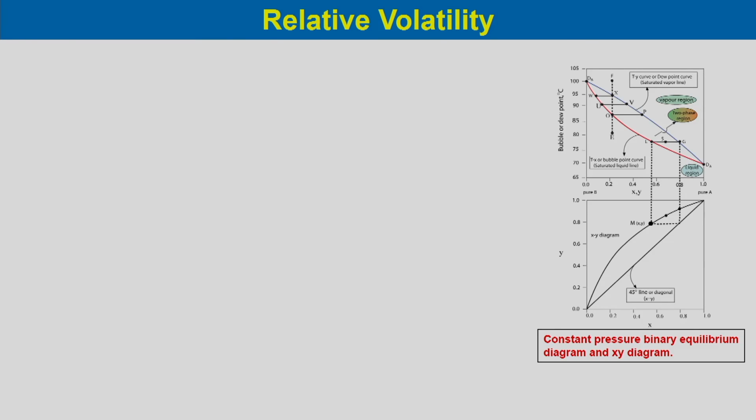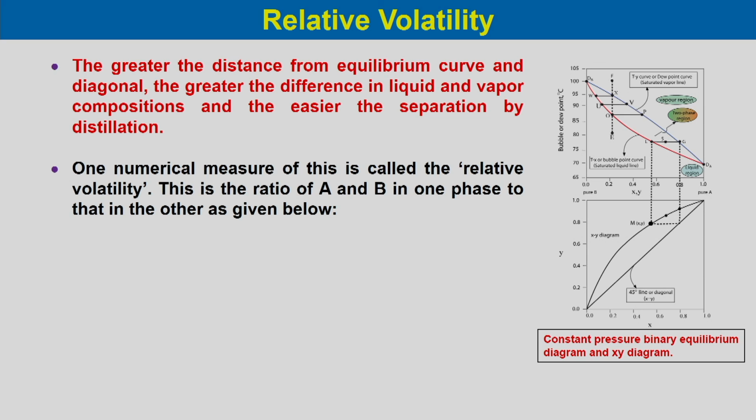Now, we will discuss the relative volatility. The greater the distance between the equilibrium curve and the diagonal, the greater the difference in the liquid and vapor composition and the easier the separation by distillation. As we have already said, the greater the distance of the equilibrium curve from the diagonal, the easier the separation by distillation.